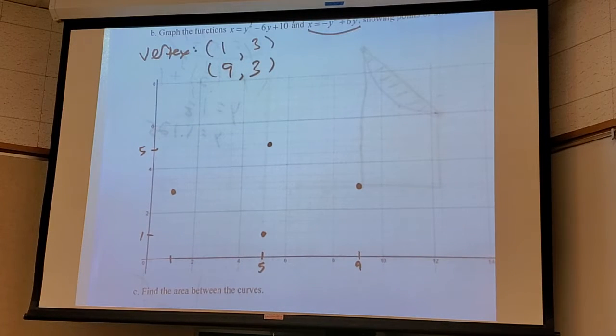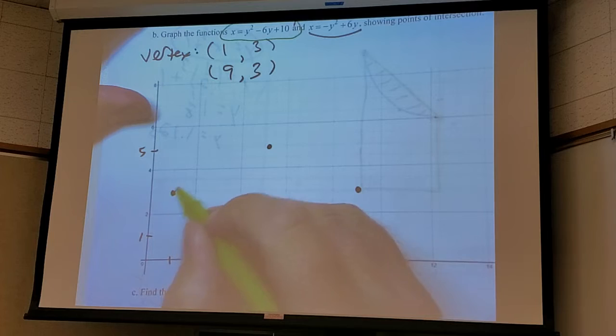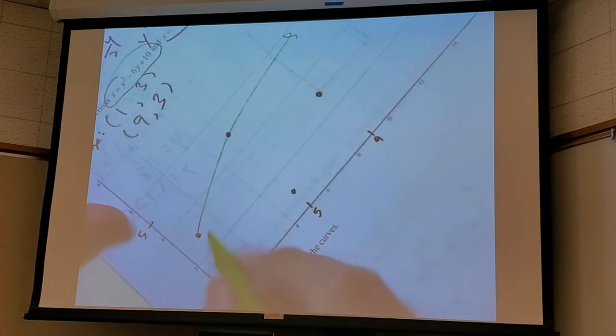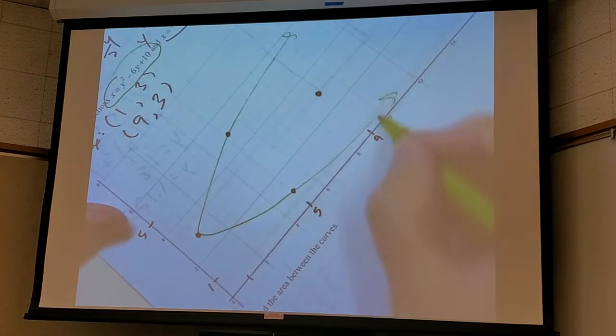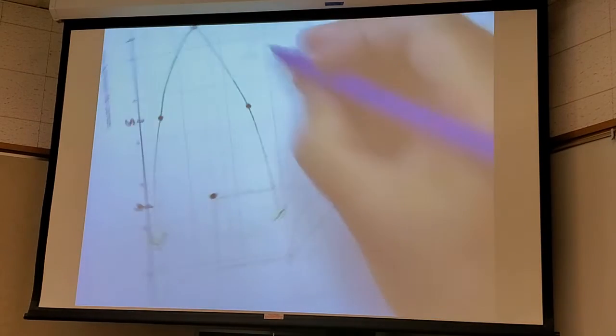So let's call my positive parabola green. It's going like this. And then my other parabola is purple, and it's going like this.